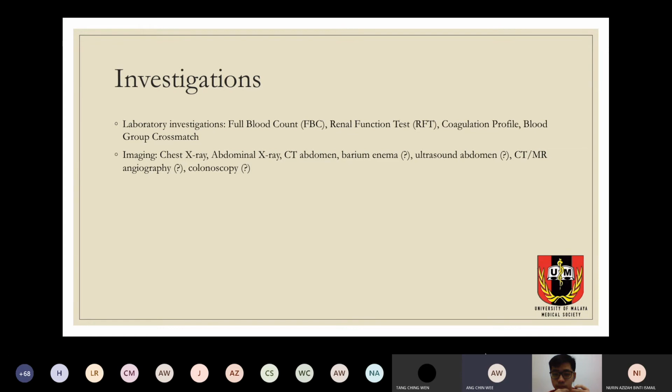Yeah. And if you think the patient has a perforated viscus, generalized peritonitis, never ever do a barium enema or colonoscopy. Because a barium enema uses barium, right? Barium is actually irritative to your peritoneum. So if you have a suspected perforated viscus, barium is a no-no. Same thing for colonoscopy.